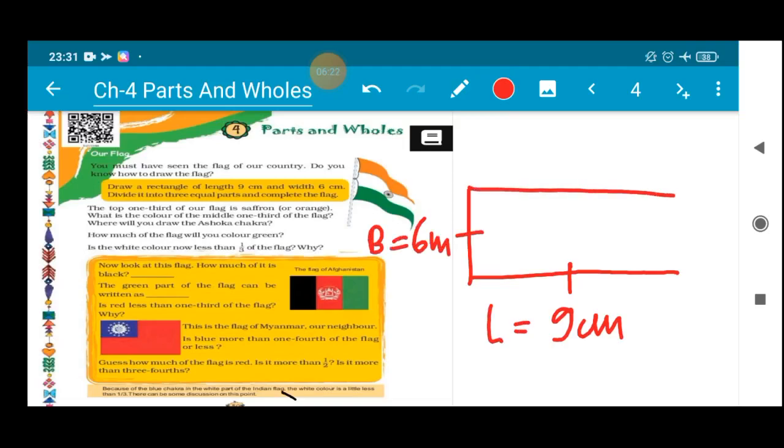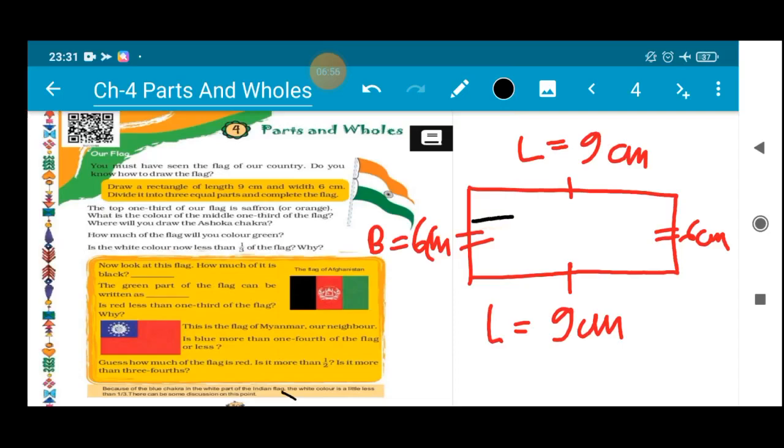Okay, and in a rectangle, you know that there are four sides actually, which represent the length and breadth. Two sides are length, so the opposite sides here are the length, and beside that we have the breadth, which is 6 centimeter according to the question. Now they have asked us to divide it into 3 equal parts.